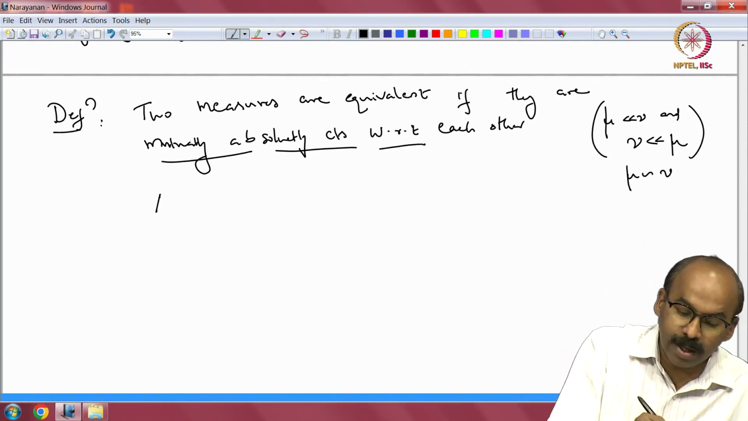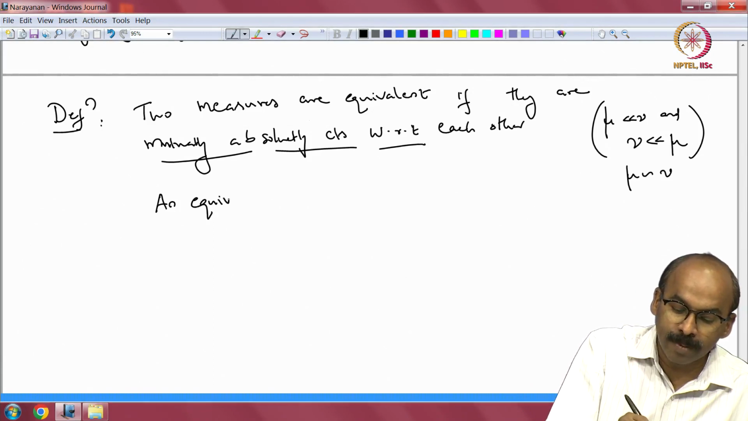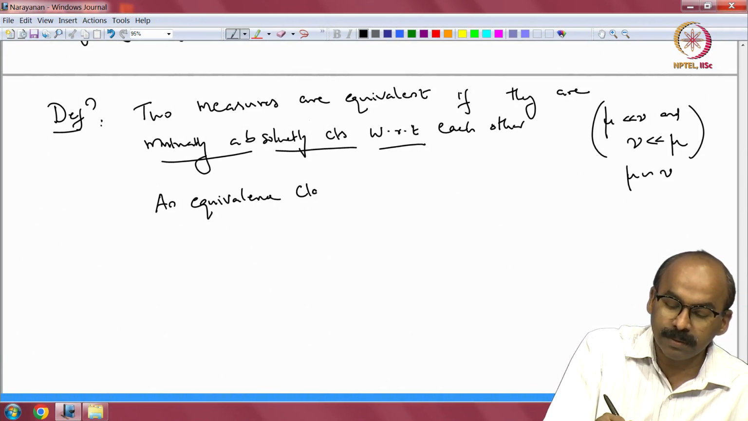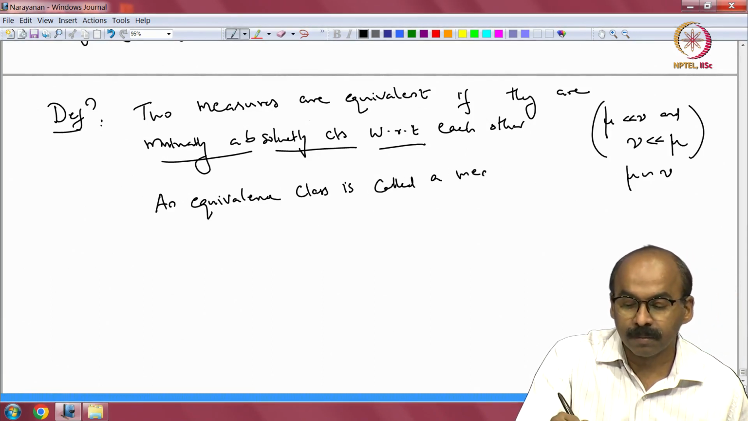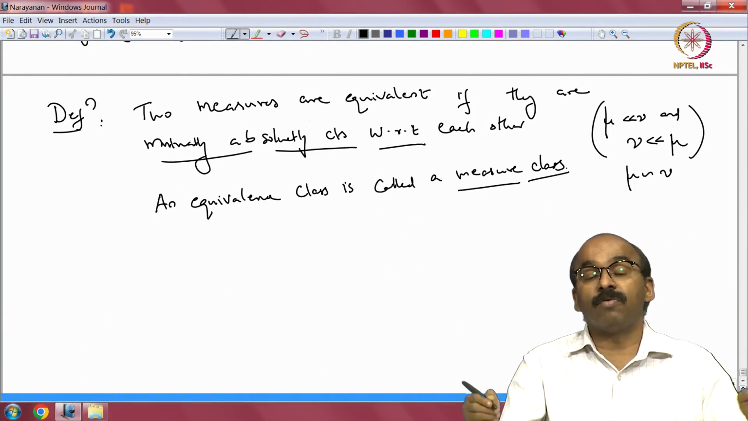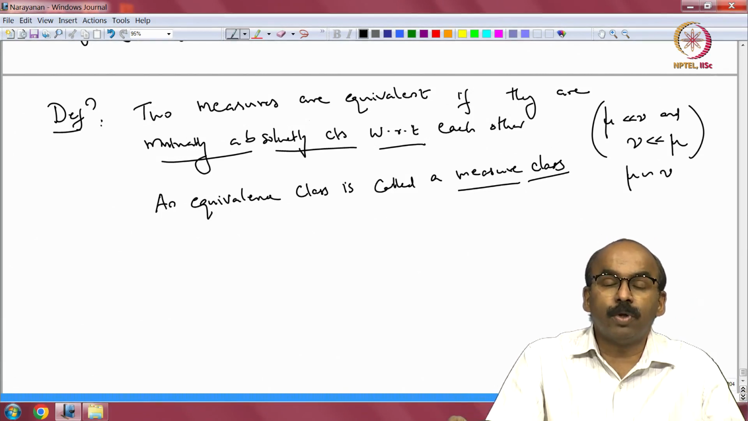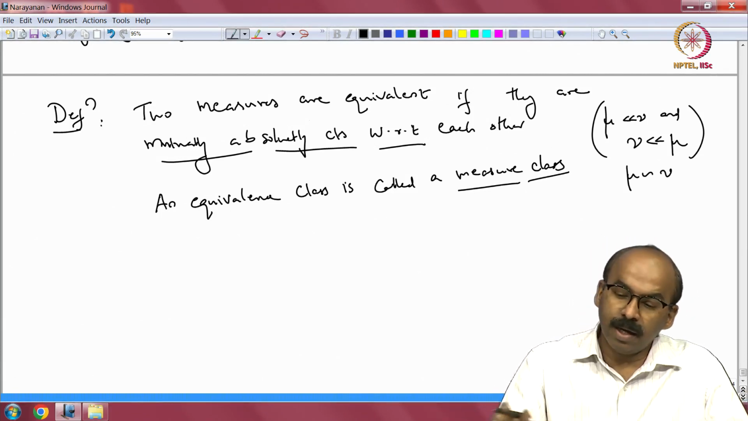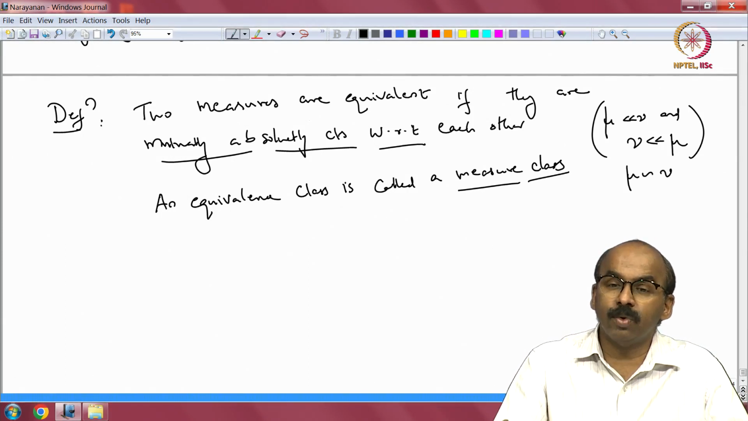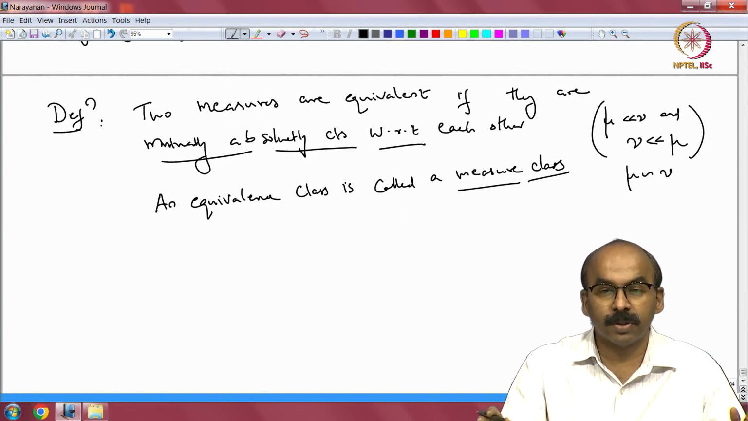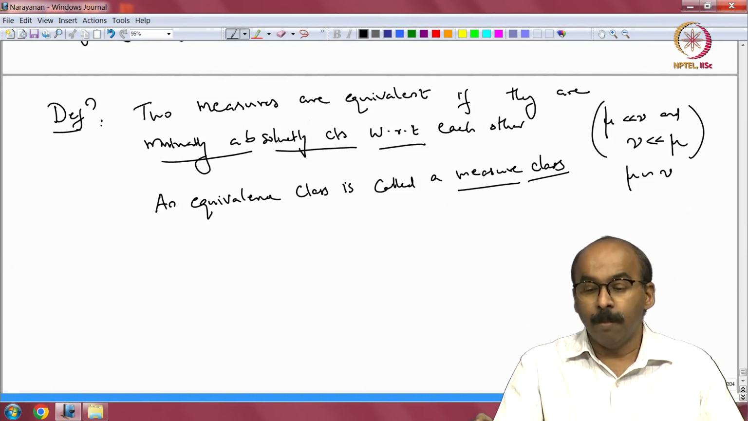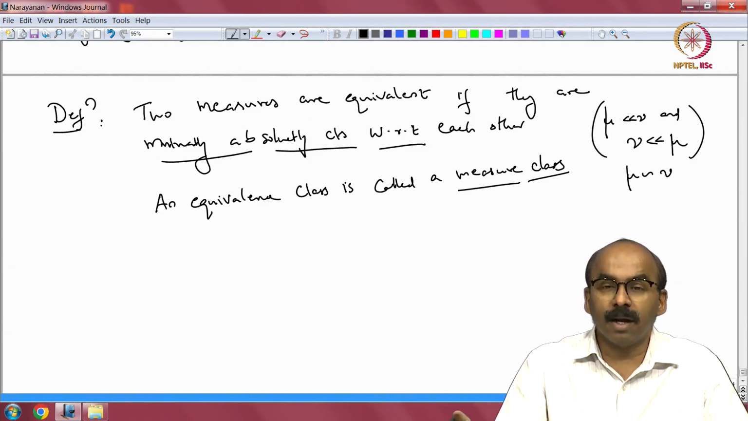Okay. So, an equivalence class is called a measure class. Right. So, if I say measure class of a measure mu, that means you put all those measures which are mutually absolutely continuous with respect to mu, right. So, mu and nu are mutually absolutely continuous with respect to each other if mu is absolutely continuous with respect to nu, and the other way is also true. Put all of them together, you get the measure class of mu.